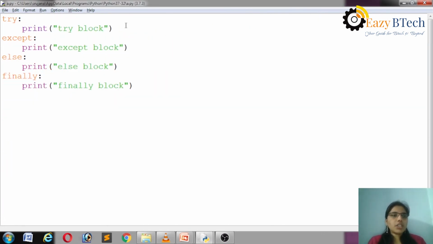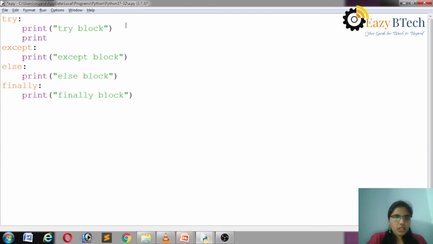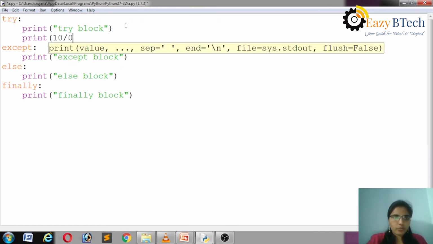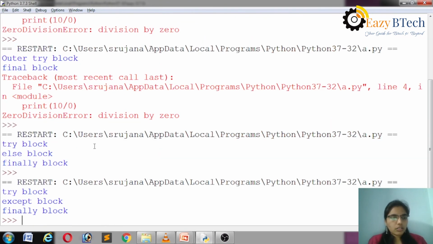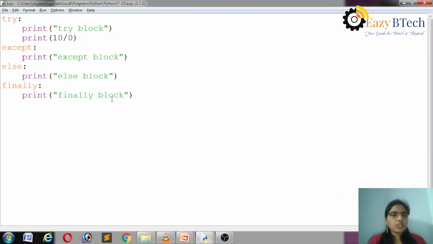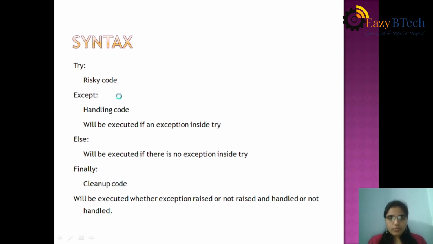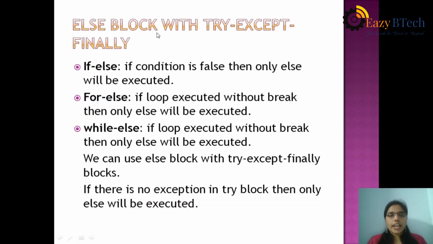Now if an exception occurs in the try block, for example 10 by 0, that is an exception. So automatically the except block will be executed. So try block, except block, then finally block is the answer. There is no chance to execute both blocks at a time. This is about the else block with try except finally.